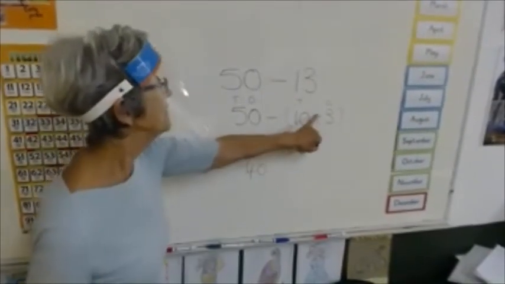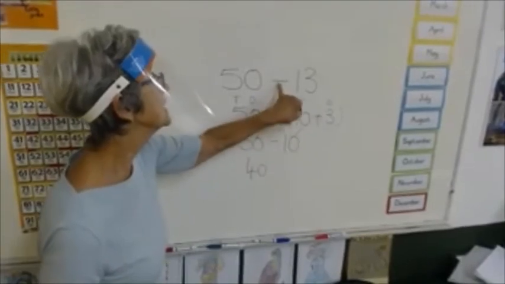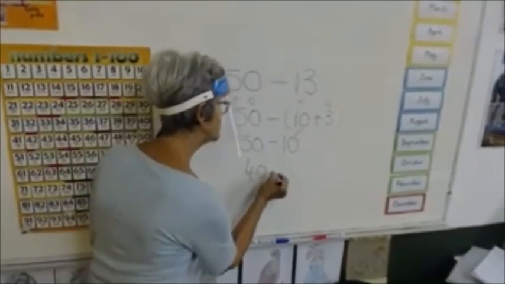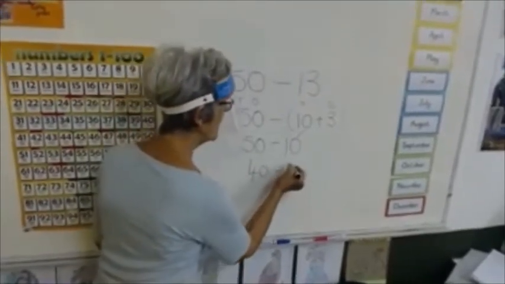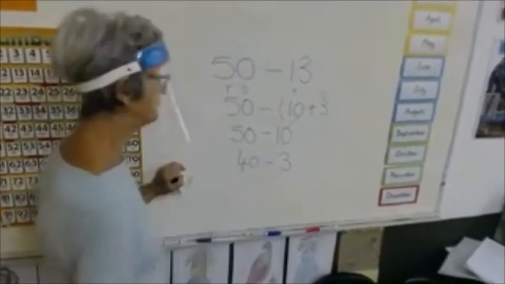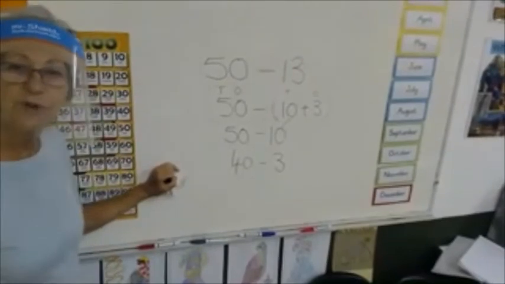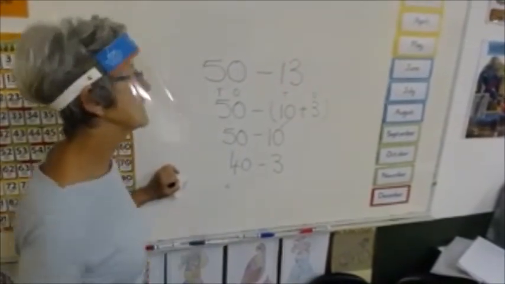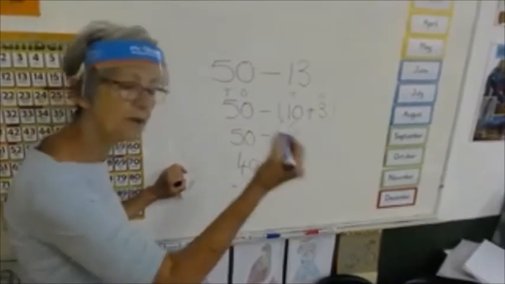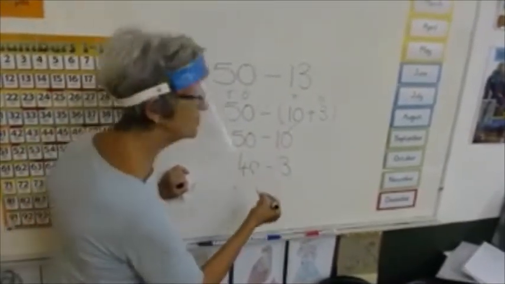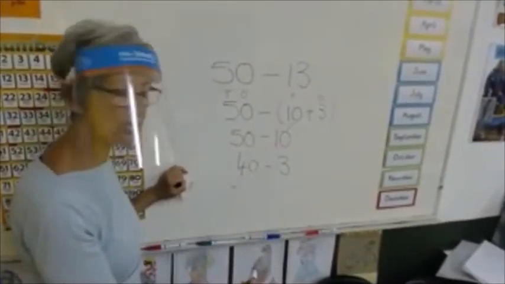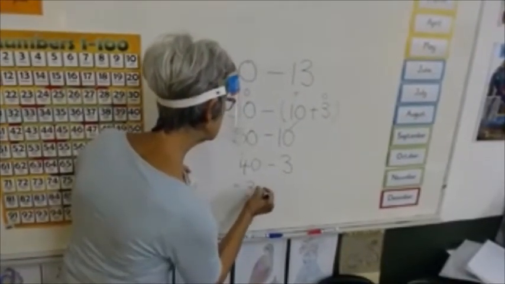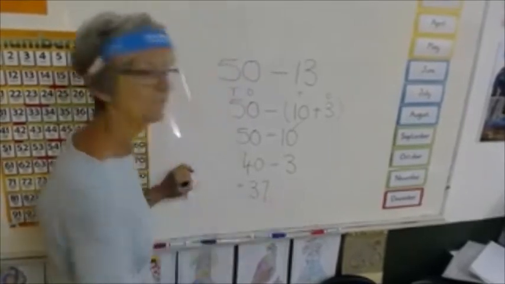Now, that plus, remember, it is a minus. It changes to a minus here, and we say 40 minus 3, and what is that? You can count back, or you can look on your number chart. 40 minus 3 is 37. And that is your answer.